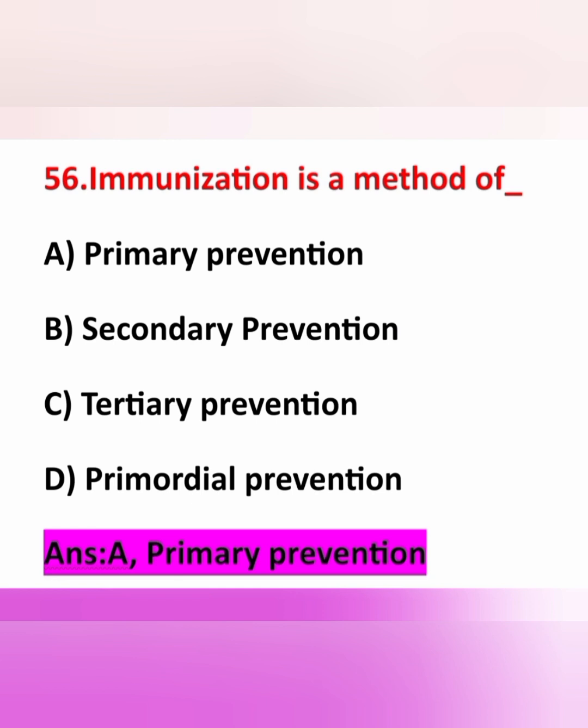The specific protection methods include vitamin A, iron and folic acid supplementation, immunization, quarantine, and use of condoms in case of HIV and sexually transmitted diseases. So here immunization is a method of primary prevention. Option A is the correct answer. And we'll see the next question.